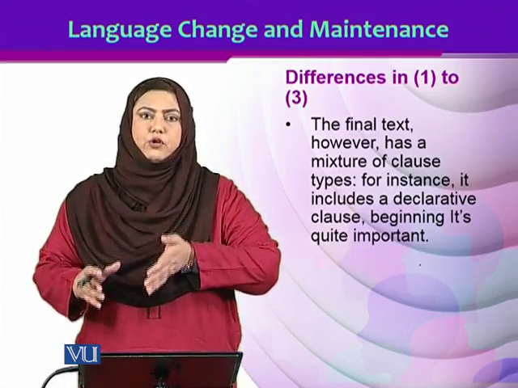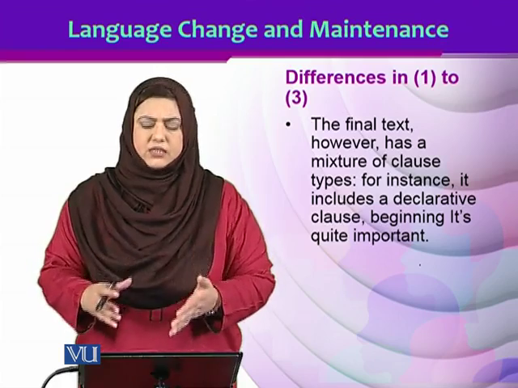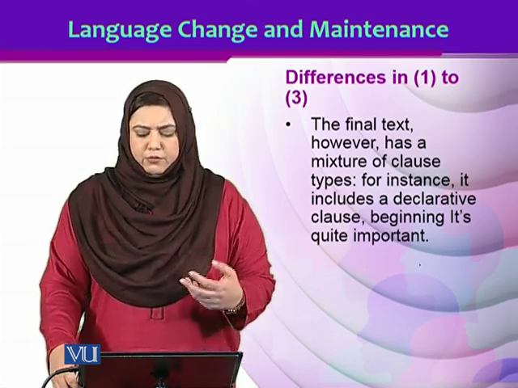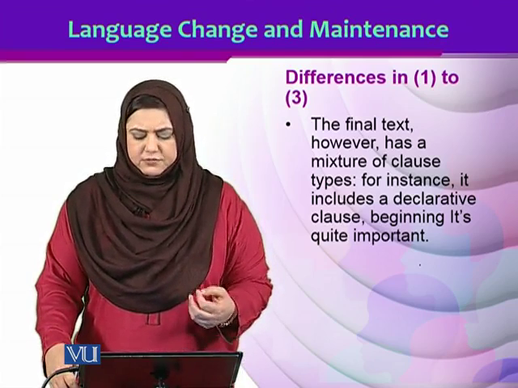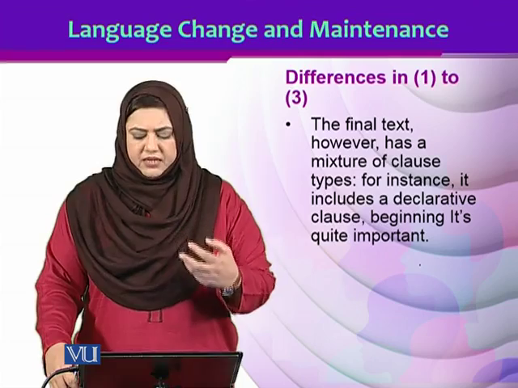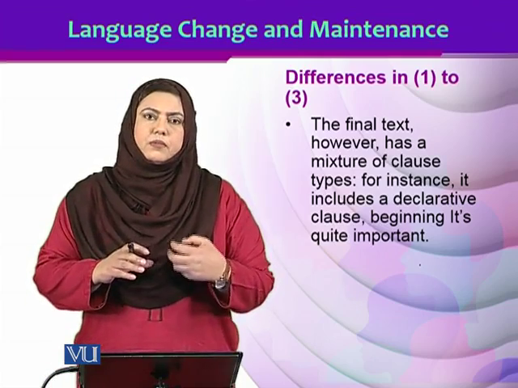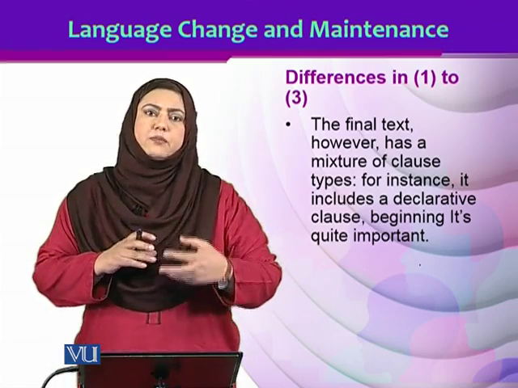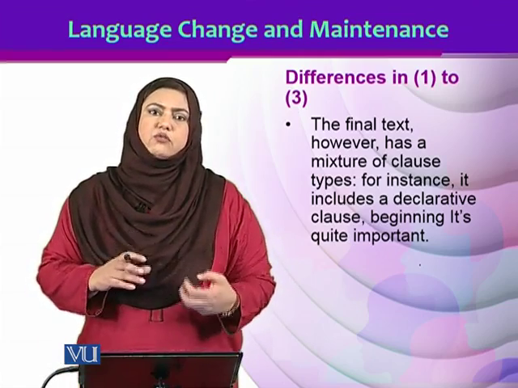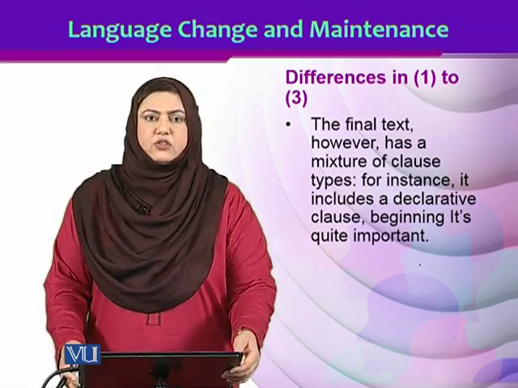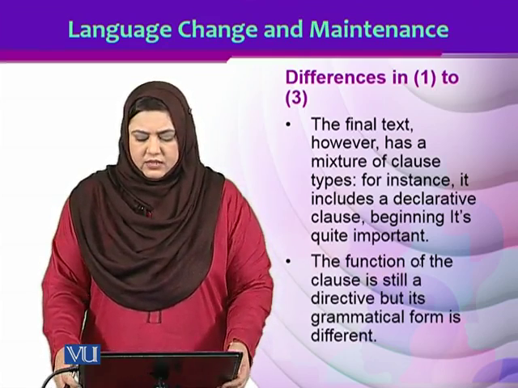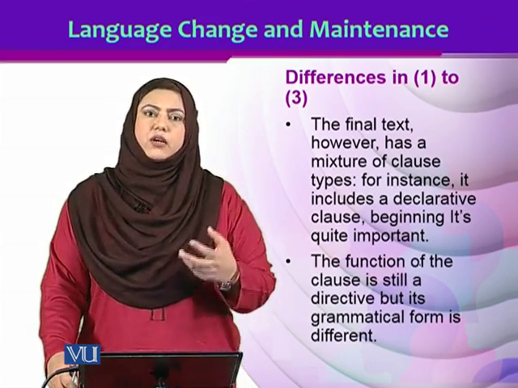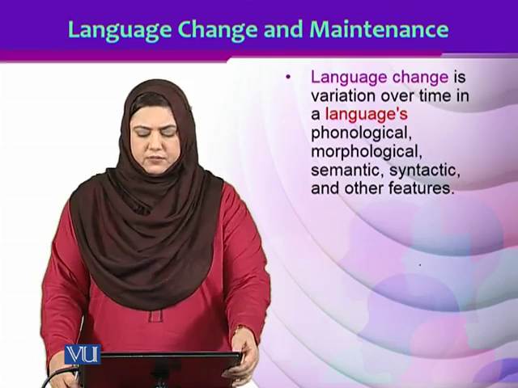Whereas the most modern text, taken from modern times, is the final text. It has a mixture of clause types. For example, it includes declaratives. It has declarative clauses beginning with them. It's quite important. And then there are certain processes in the structures that are used to create personalization for the reader. The function of the clause is still a directive, but the grammatical form in the modern text is quite different.